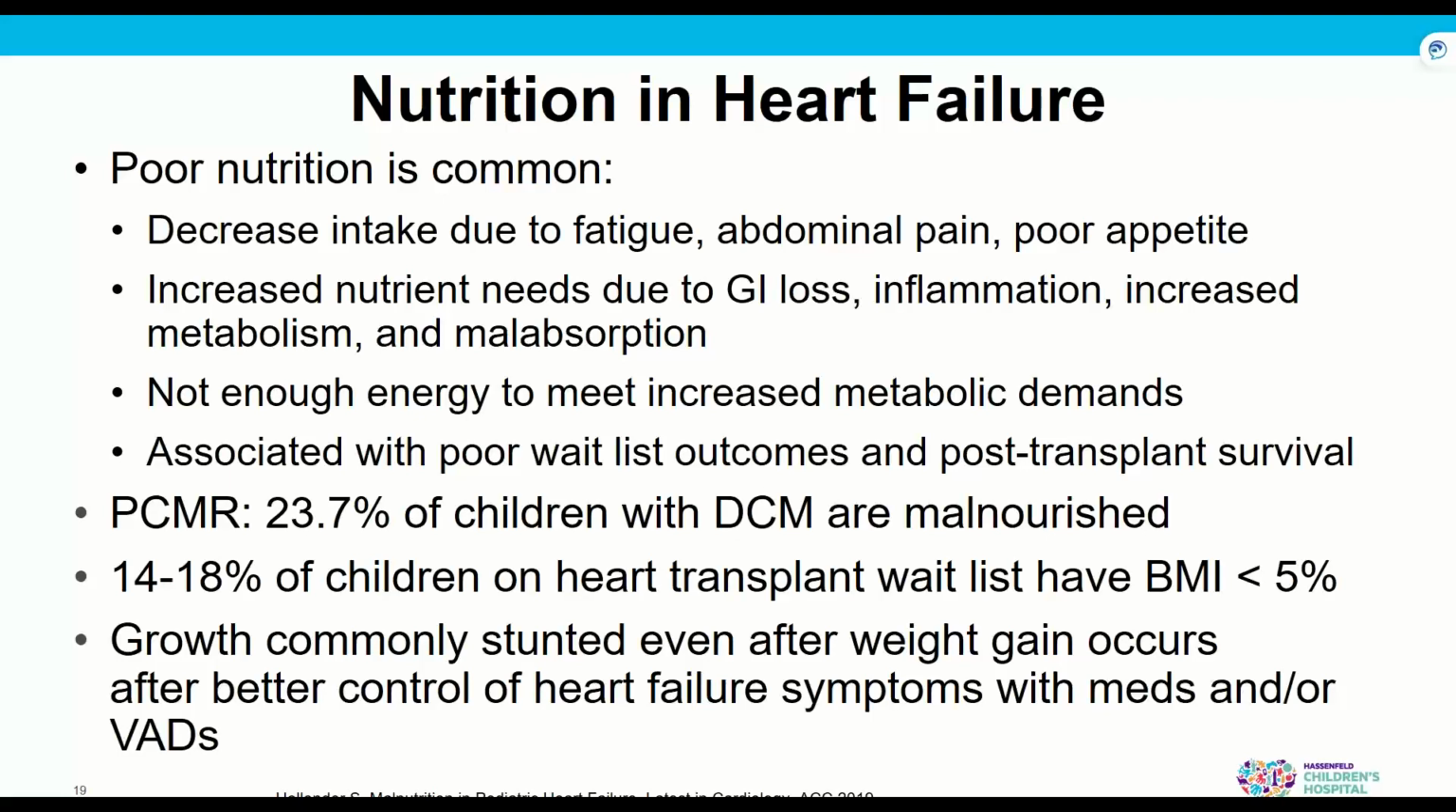There's even more data to show that nutrition is important. The Pediatric Cardiomyopathy Registry, or the PCMR, has shown that up to 1/4 of children with dilated cardiomyopathy meet the criteria for being malnourished. About 18% of children who are waiting on the heart transplant list have BMIs less than 5%, which put them in the range of severe malnutrition.